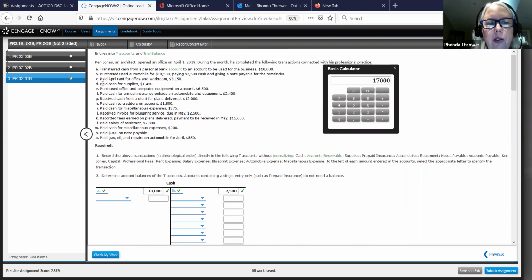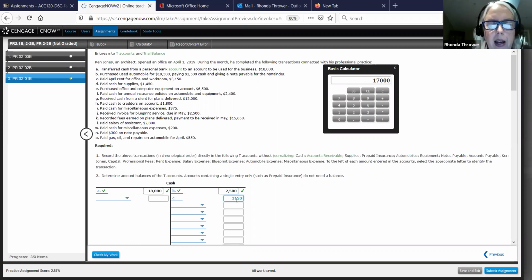On the C transaction, we paid rent for the office and workroom. So we know that when we see the word paid, our cash is decreasing. You have to know that cash is an asset. And because cash is decreasing, we decrease an asset on the credit side. So my C transaction has a credit to cash of $3,150.